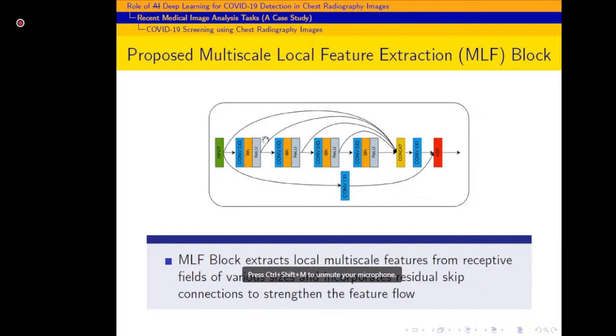If you look at this structure, it is pretty different. We are not using different types of filters, maybe 3x3, 5x5, 7x7, not like that. We are only using 3x3 and 1x1 filters. And these 3x3, 3x3, 3x3 combinations are helpful in identifying multi-scale features from receptive fields of different sizes. This has been arranged in such a way that although it looks like a dense block, it is not like that.